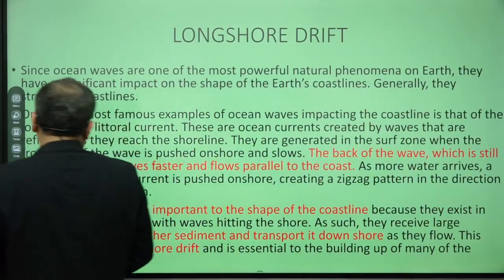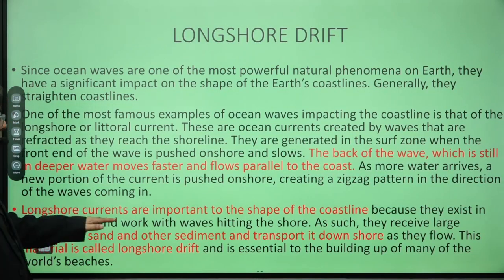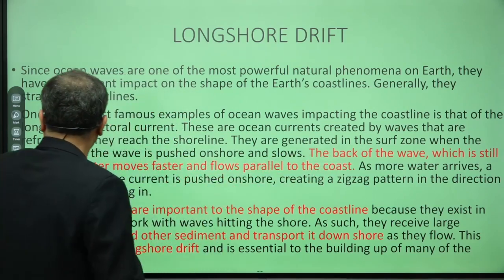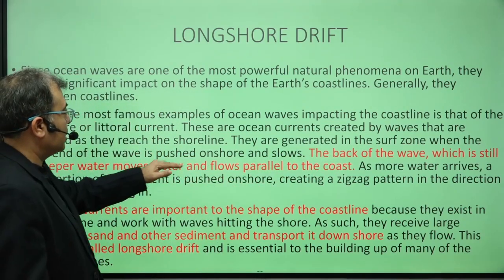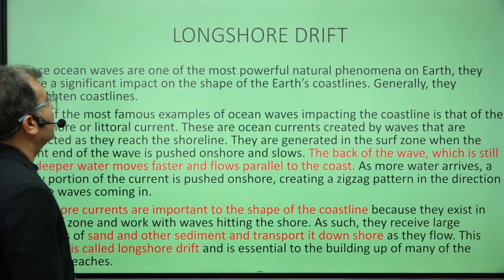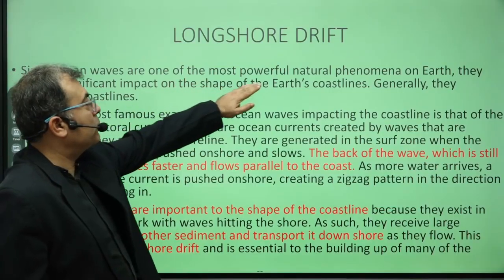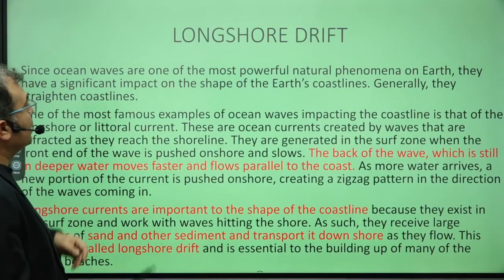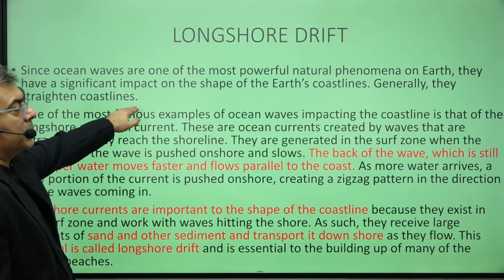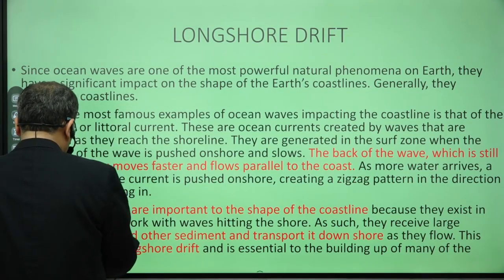Now, what is a longshore drift? I've already told you what is a longshore drift. Longshore currents, the back of the wave, which is still in deeper water, moves faster and parallel to the coast. So, parallel to the coast, that is called a longshore drift. Since ocean waves are one of the most powerful natural phenomena, they have a significant impact on the shape. They generally straighten the coastline. They generally, what do they do? Waves generally straighten the coastline.